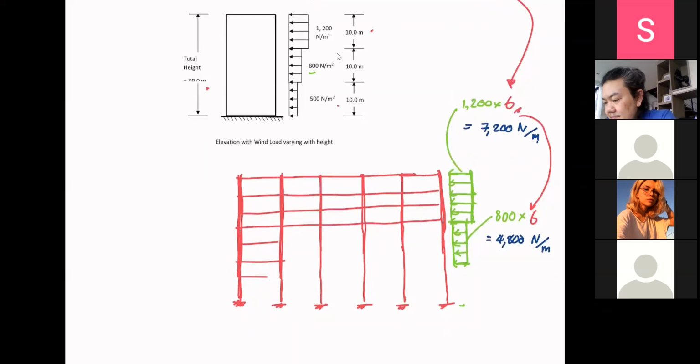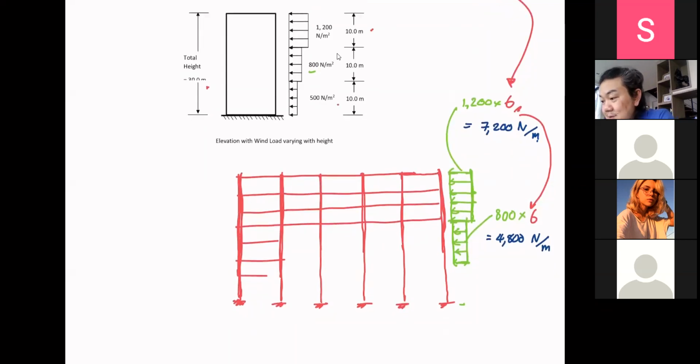And say, last one. Oh yeah, 500. Thank you. It's 500 multiplied by the same tributary width. That is 6. That is 3,000, right? Wow, takes a while.